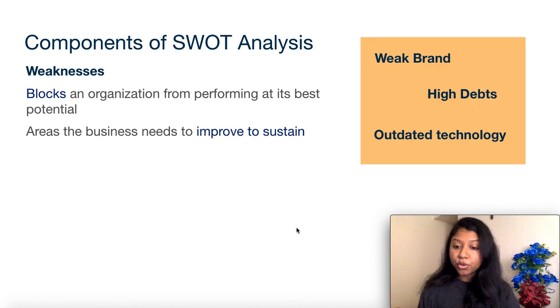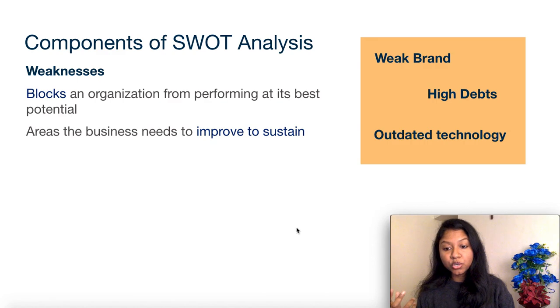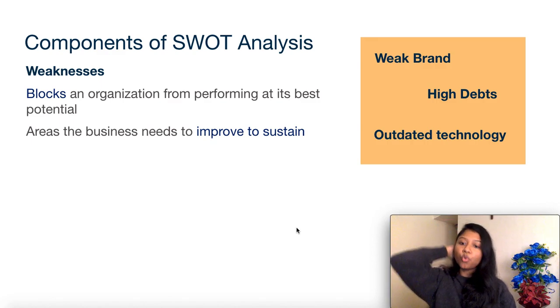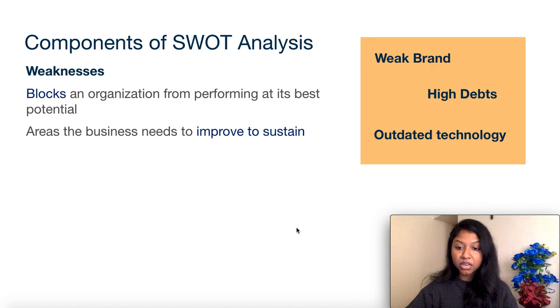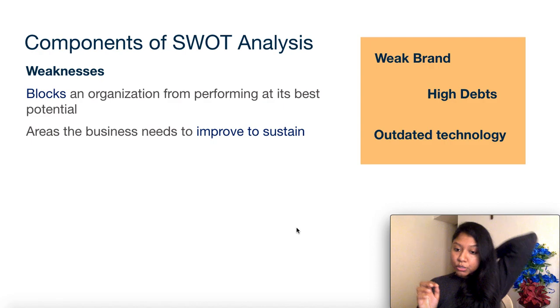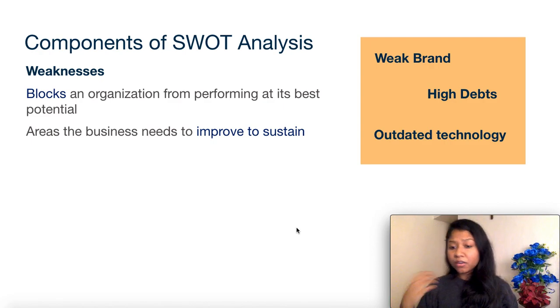Some examples of the weaknesses of an organization: it could be a weak brand, or the organization is high on debts, and then outdated technology. Right now there's so much happening in the technology spectrum, and it's very important that organizations keep up with the technology, else having outdated technology could lead to redundant applications, and you would be way back in the race. So it's very important to even focus on technology, which I consider as a weakness.